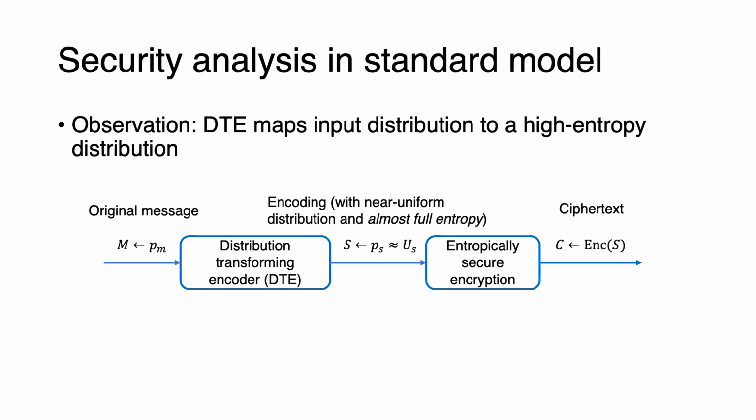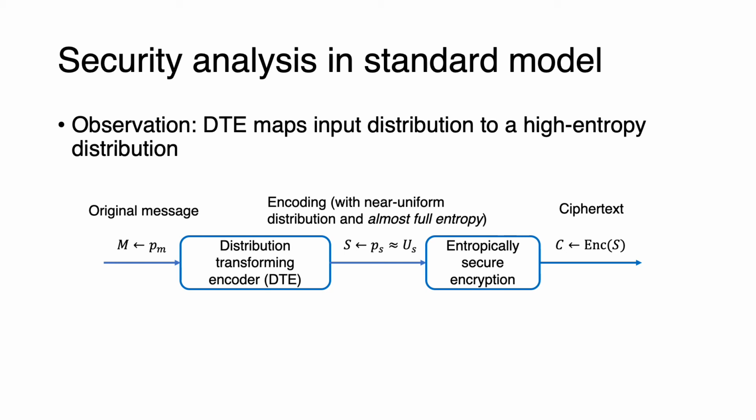To begin with, let us recall the properties of DTE, that is, it encodes input message into a near uniform distribution. Now, our observation is, this near uniform distribution also has almost full entropy. In fact, we can consider it to be a uniform distribution with full entropy, which only adds negligible error. In this way, we can apply an entropically secure encryption to this uniform encoding. And entropic security always holds for full entropy input.